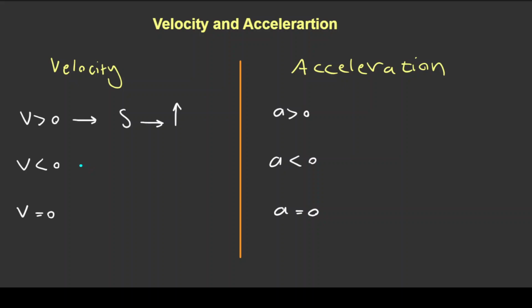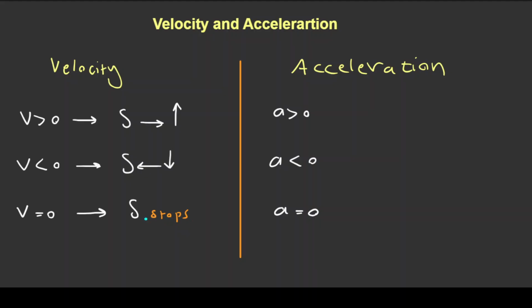But when the velocity is negative, it means the particle or body or any object is going to the left or down. Okay, but when the velocity is zero, it tells us the particle stops. Okay, it tells us the particle stops moving.